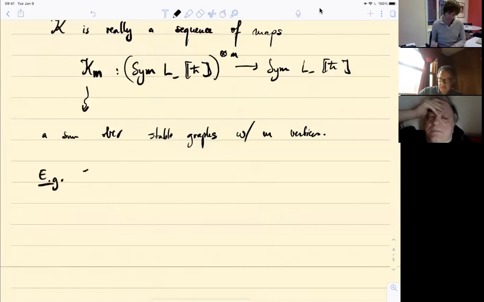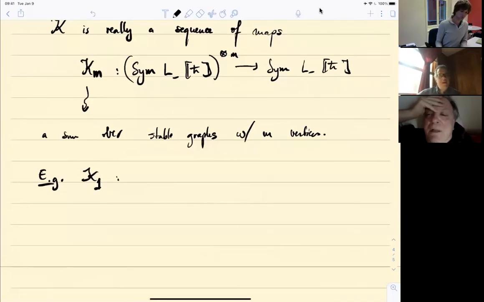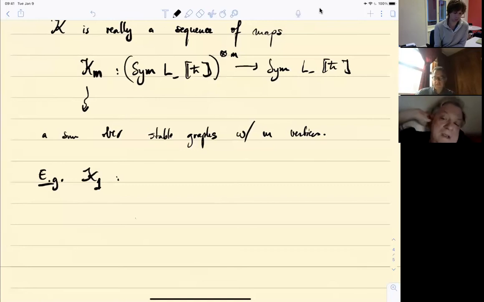So let's look at the first map, K1. For the map K1, you need to understand stable graphs with one vertex. What's a stable graph, first of all? A stable graph is an unoriented graph where at each vertex you associate an extra integer, which is the genus of that vertex. And you allow yourself legs. And the condition is that the number of legs at each vertex must be greater than or equal to 3 if the genus is 0, things of that sort.